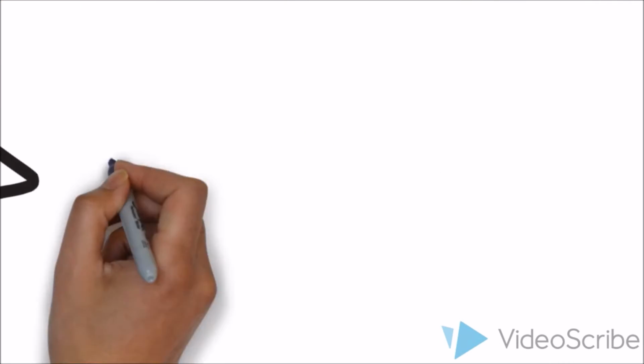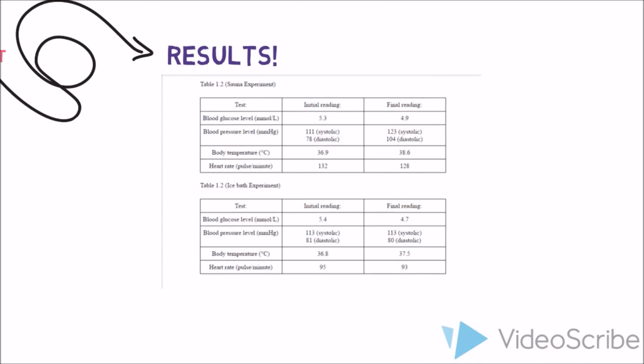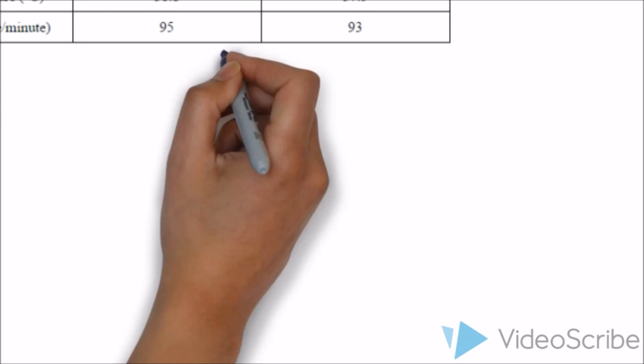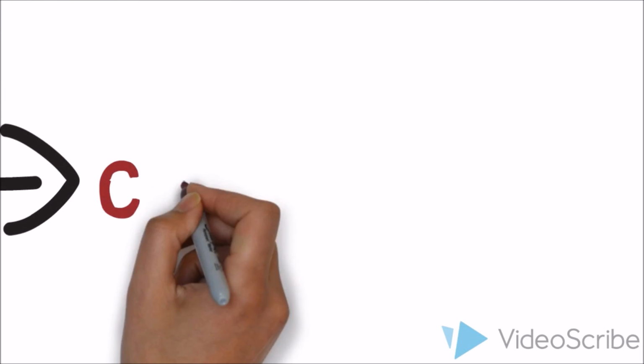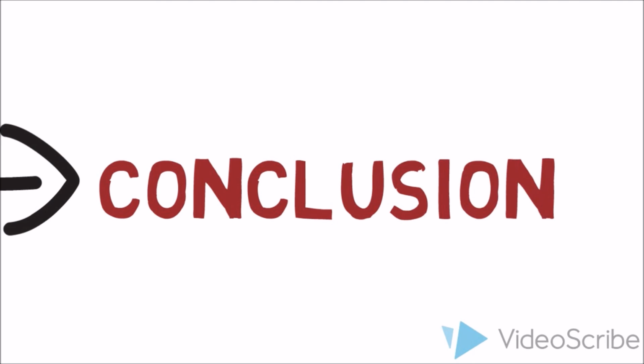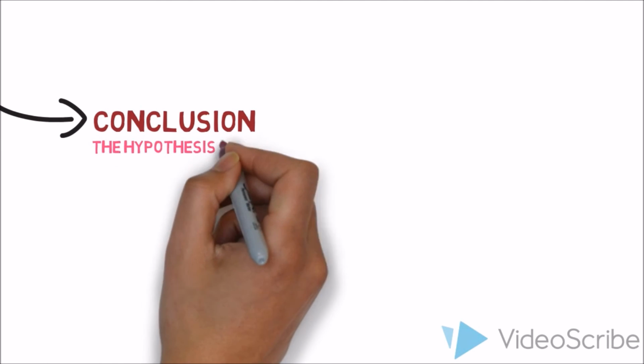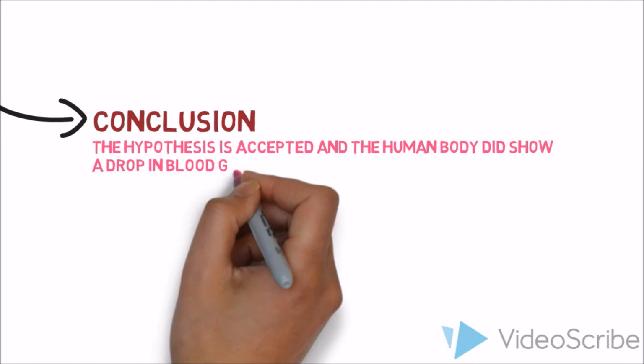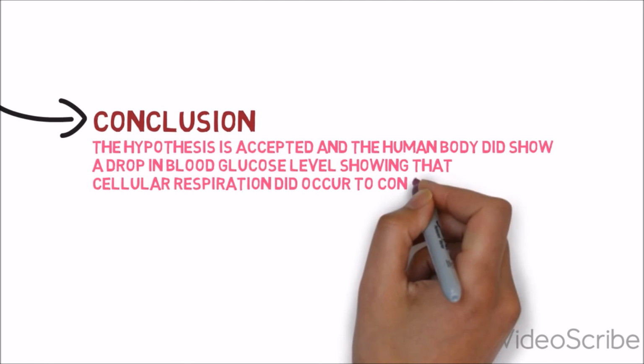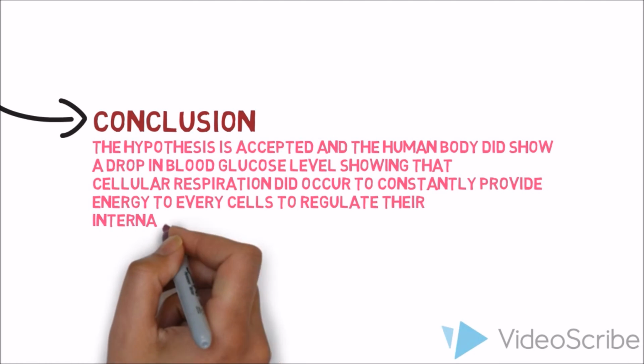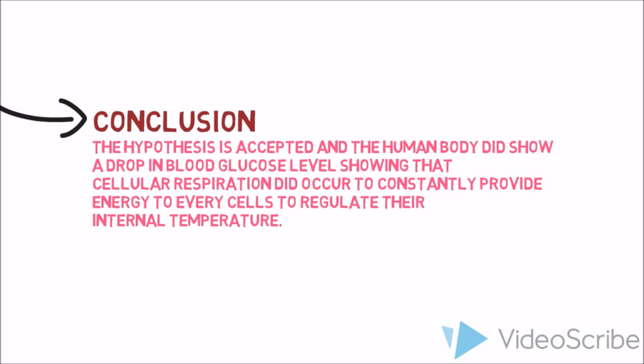And here are our results from the experiment. The results seem very promising, where blood glucose level took the biggest dip while the other measured variables had very insignificant changes. And now this abruptly jumps to our conclusion, where we believe that our hypothesis is accepted and the human body did show a drop in glucose level, showing that cellular respiration did occur to constantly provide energy to every cell to regulate their internal temperature.